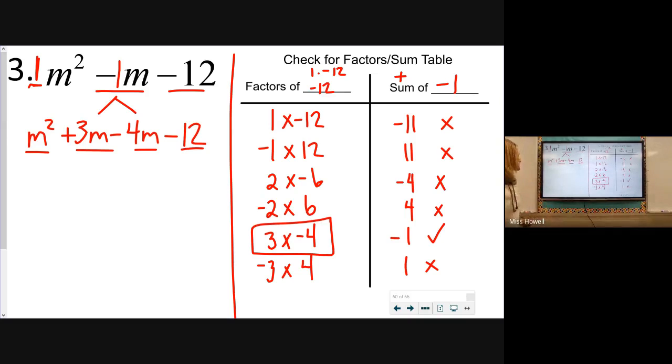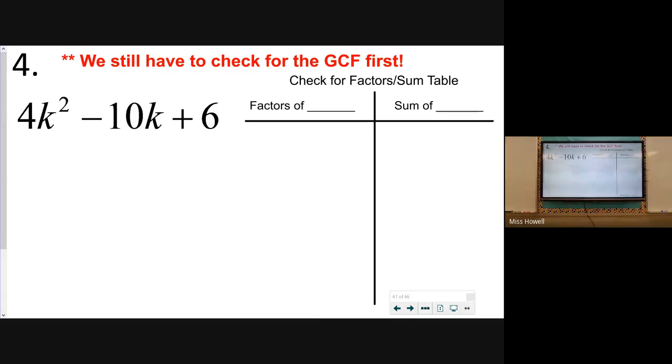All right, one more. We still need to look for a GCF, so I want to look at one like that, since all the other ones didn't have GCFs this time. 4k squared minus 10k plus 6. The 4, negative 10, and 6 all have a common factor of 2, so I pulled that out. There's k squared, k, and no k, so I can't pull out the k. And then I still have to think about what's left over.